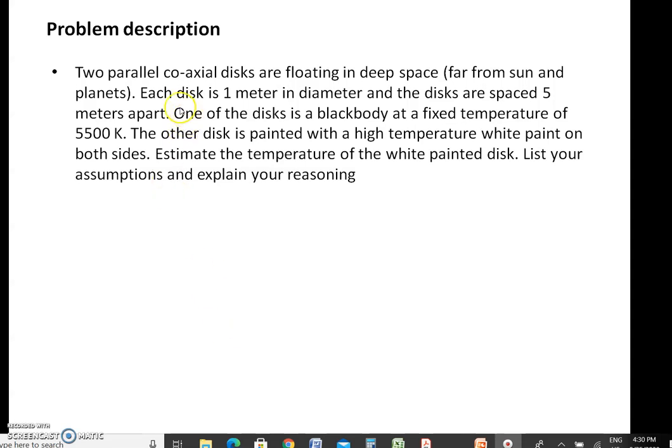The problem was that they had two parallel coaxial disks floating in deep space. Each disk is 1 meter in diameter and the disks are spaced 5 meters apart. One of the disks is a black body at a fixed temperature of 5500 Kelvin. The other disk is painted with a high temperature white paint on both sides. Estimate the temperature of the white paint disk. List your assumptions and explain your reasoning.